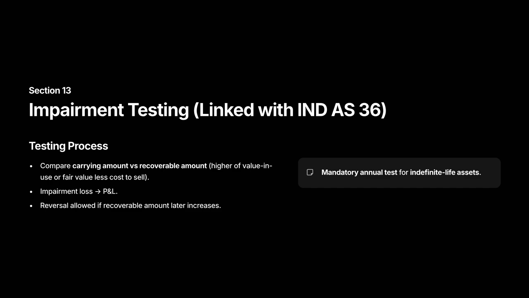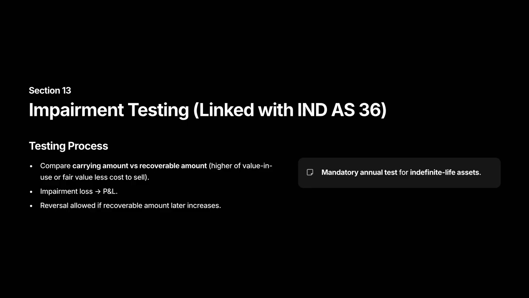11. Useful life, finite versus indefinite. The useful life of an intangible asset determines how long its benefits are expected to last. Finite life assets are amortized over their useful period, for example, a 5-year software license.